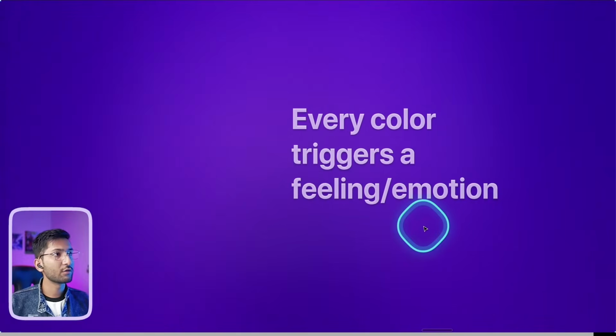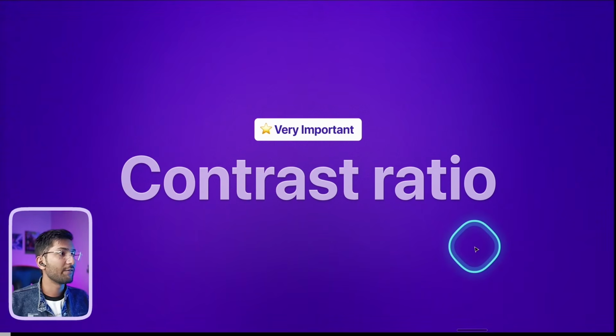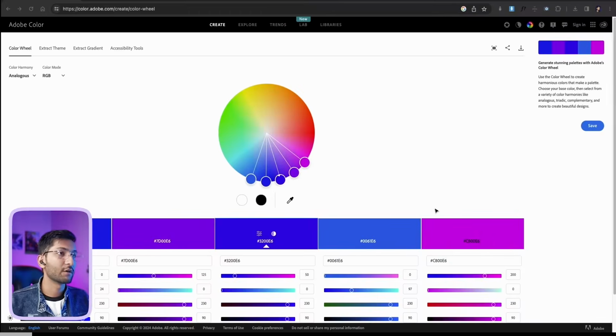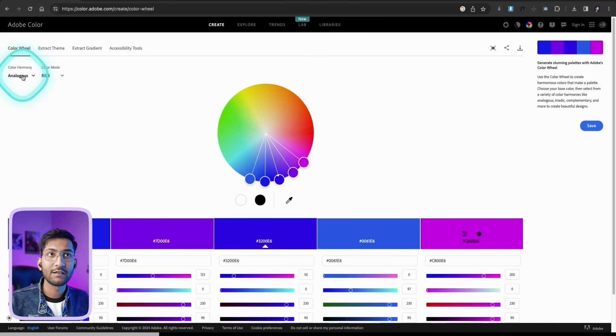Now before moving on to the next thing, which is color contrast ratio, and it's very important, let me show you a live color wheel and how colors actually work together. If you just go to this website, the link is in the description, it's Adobe Color, you can just simply search it. We have a color wheel here, and here we have the color palettes. And if you just look at the top left, we have a color harmony option. Currently it's selected as analogous. Now this is the color combination mode.